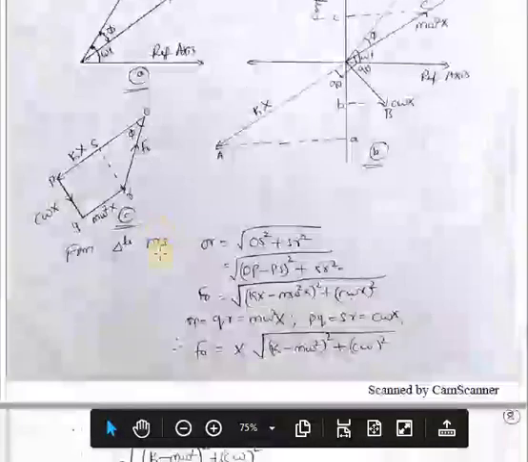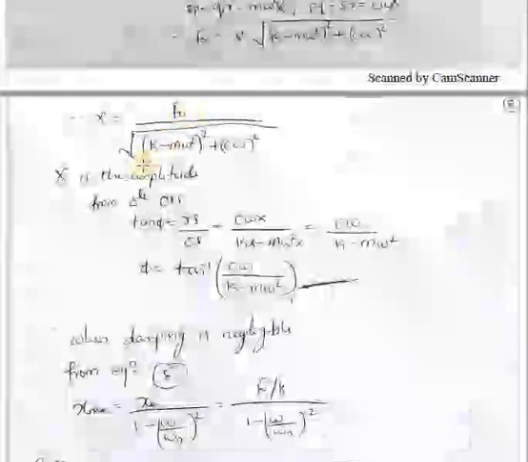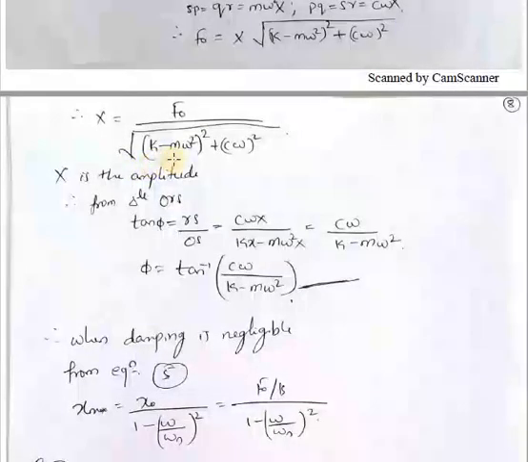Okay. So now moving further, we can get the X as F naught divided by root of K minus M omega square whole square plus C into omega whole square, where X is the amplitude. So from the triangle ORS, we can write the tan phi as this equation, RS by OS, where RS is C omega X divided by Kx minus M omega square into X.